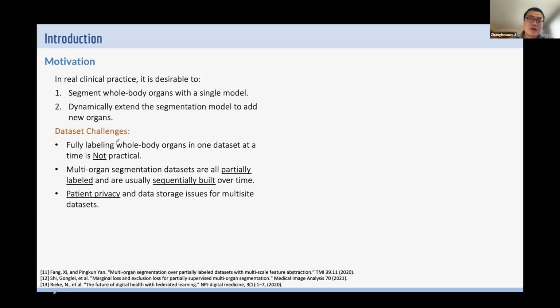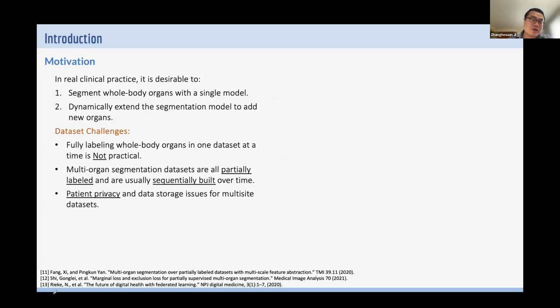Think about if we have our target organs as the whole body organs, then any multi-organ segmentation data set will be a partially labeled data set, and you always miss some organs in the background. And also, in order to collect such a large data set with so many annotations, it's not possible to build the data set at one time. So different hospitals have to work together and make the annotations one after another. So this data set will come sequentially.